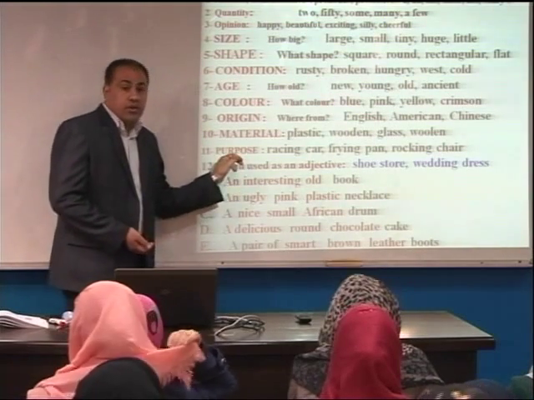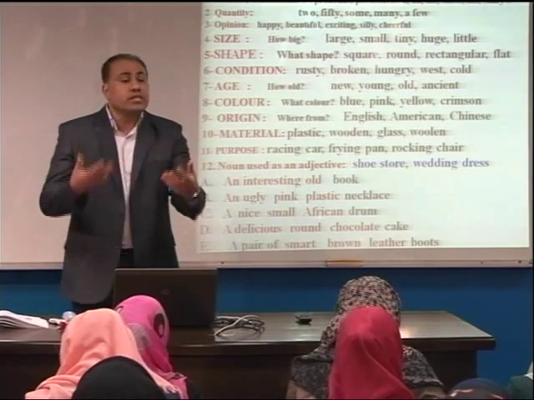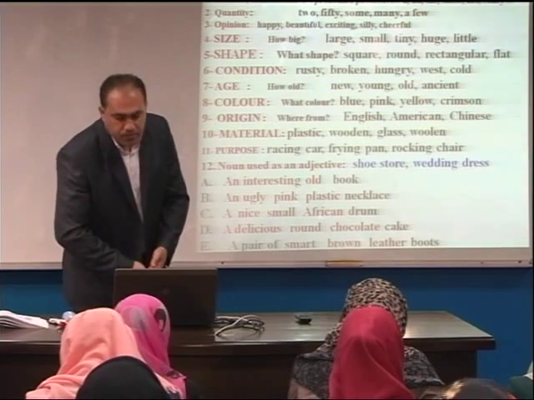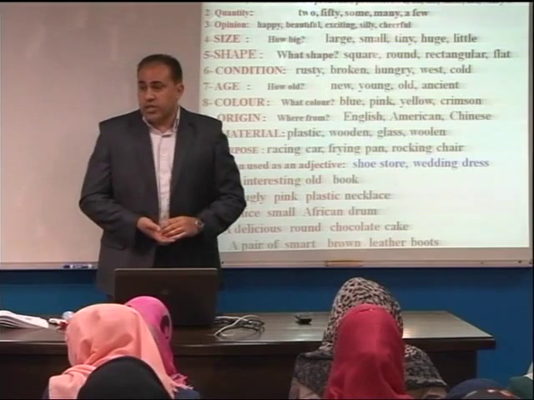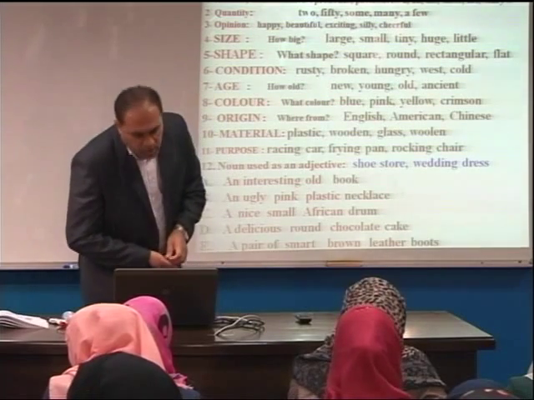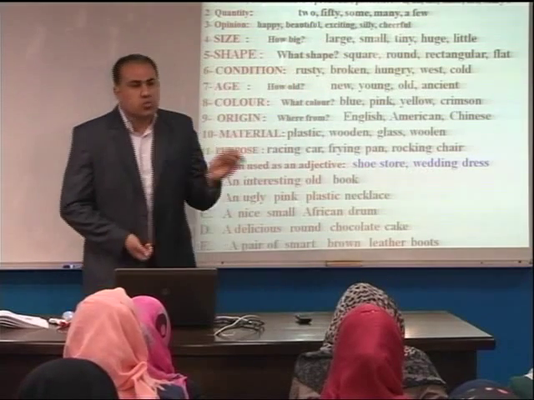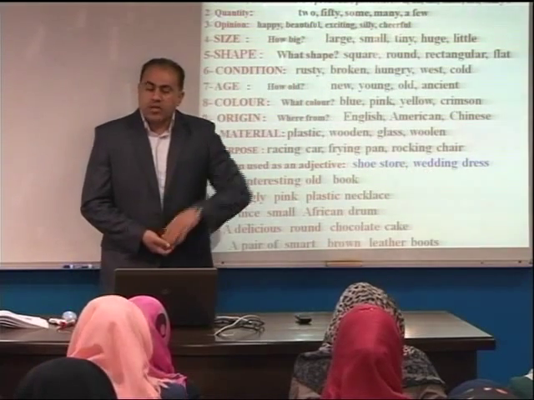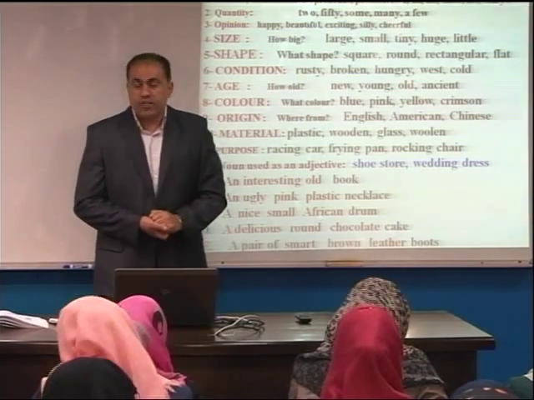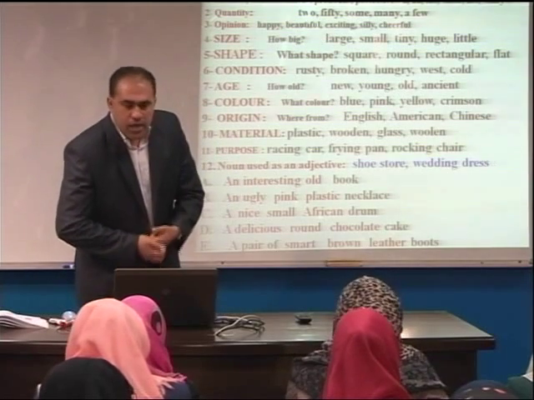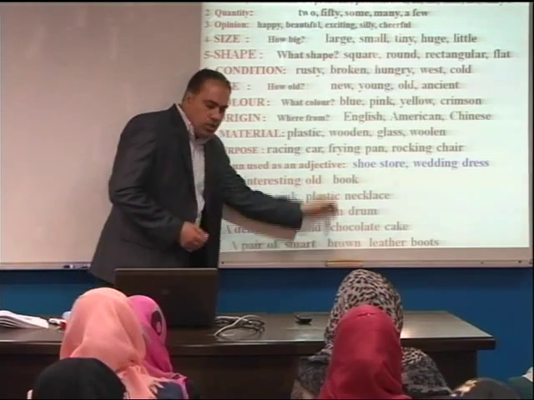And then also we have the purpose. Racing car, frying pan. What is it used for? That's the purpose for it. Rocking chair. And finally, in the order of adjectives, we have nouns functioning as adjectives. For example, shoe, wedding dress. A wedding dress. Wedding is an adjective. So this is generally the order for putting adjectives one after another if we are using 2 or more adjectives. Okay.